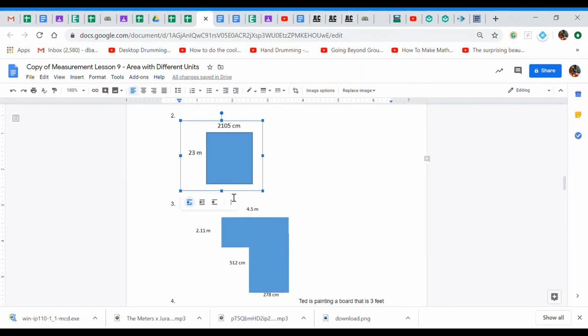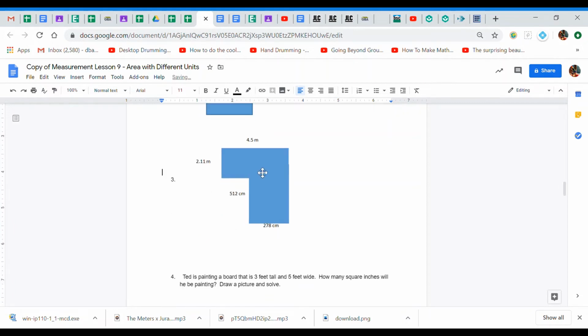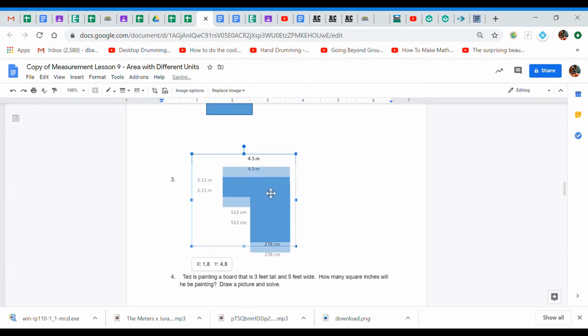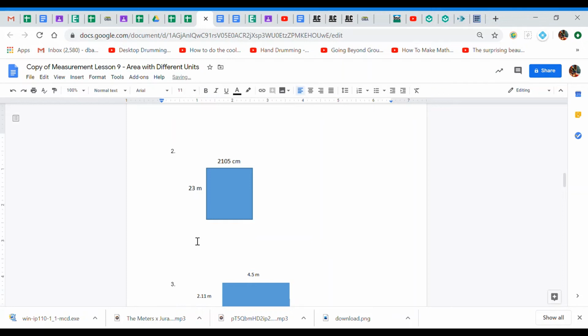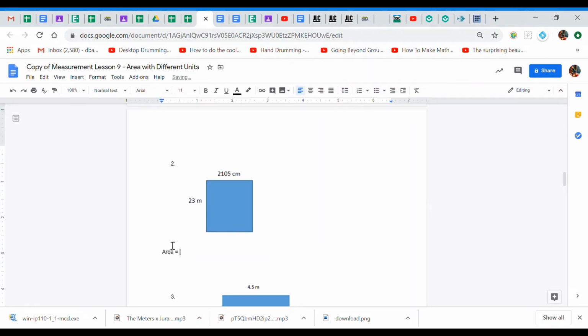Centimeters and meters. Oh, I need more space for this. Always feel free to move the documents around, move the shapes around a little bit to make sure you have the room you need to solve your problems. All right, so it's an area problem for all of these shapes, so I'm just going to write area equals length times width. I know that. And area in this case equals 2,105 centimeters times 23 meters. Same unit? I think not.